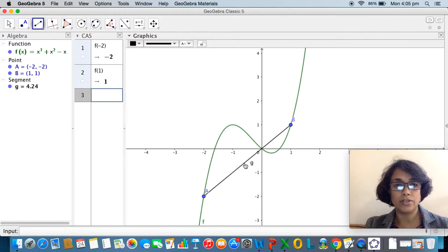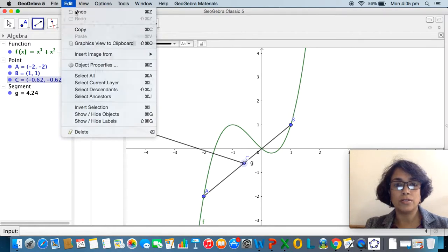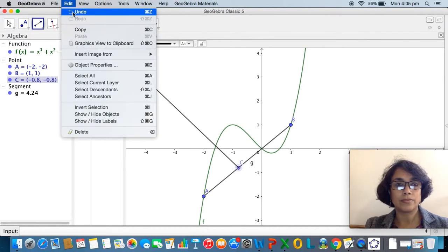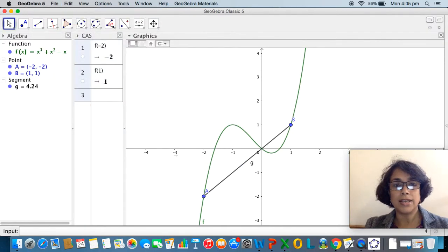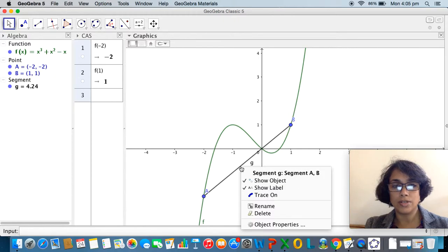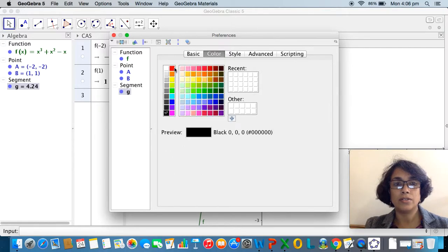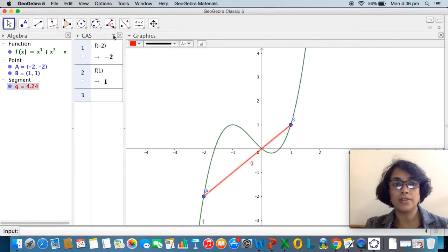the name of the tangent. So I'll just undo this. Right. Now let me just change the color of the segment. I use the selection tool and select the segment, and change the color of the secant to red just to make it more prominent.